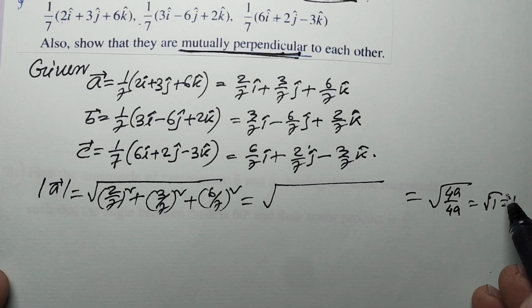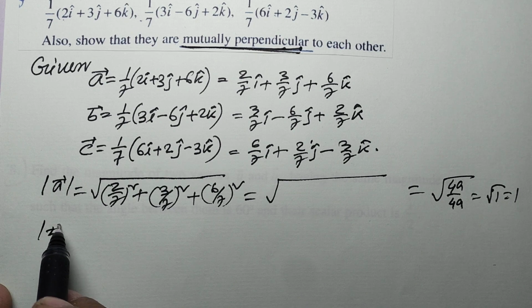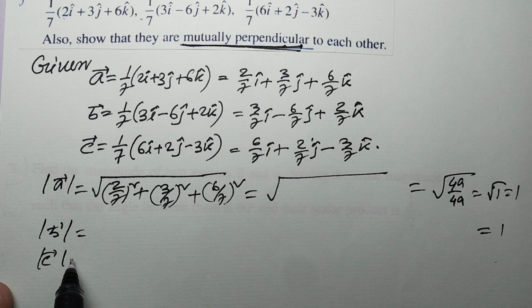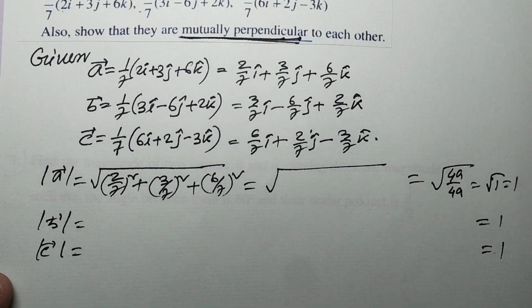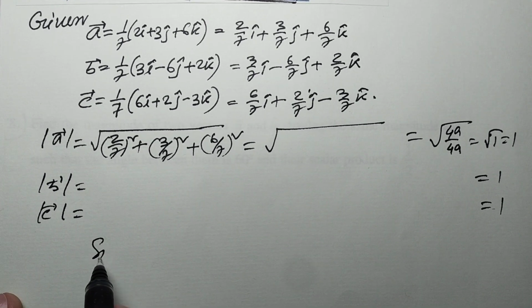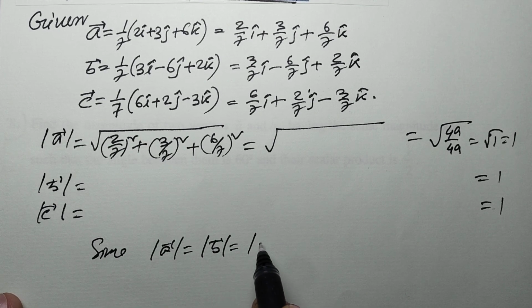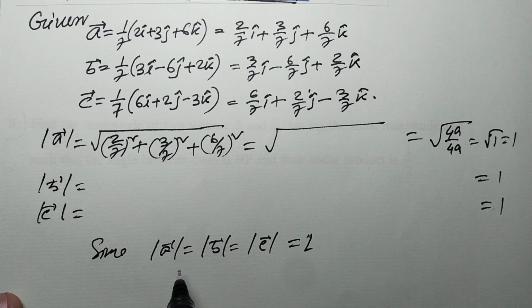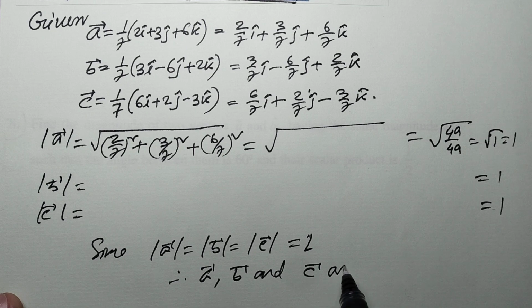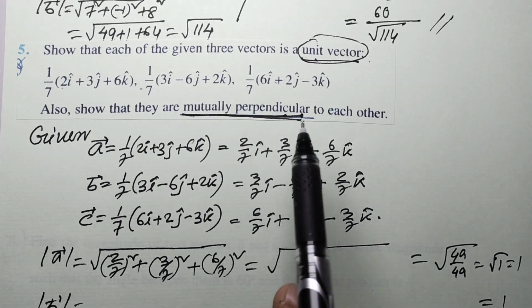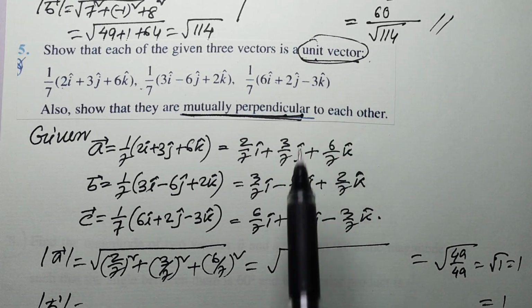Magnitude 1 means A is a unit vector. Same way we will find the magnitude of B and we will again get it equal to 1. Also the magnitude of C, same way we will again get the value equal to 1. And we will say, since magnitude of A equals magnitude of B equals magnitude of C equals 1, therefore the vectors A, B and C are unit vectors. A vector of magnitude 1 is called a unit vector. So the first part is done.